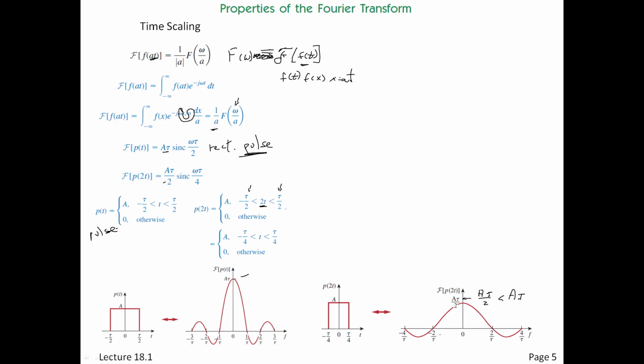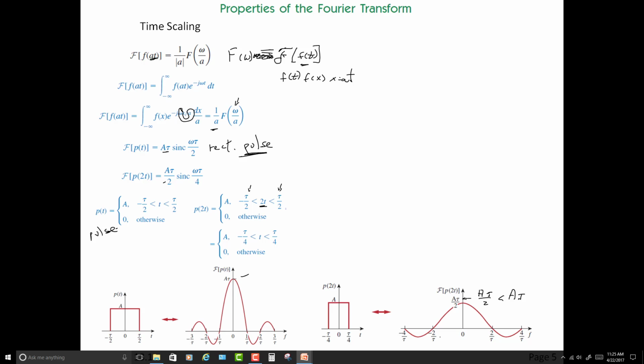So that's smaller. But this has now moved out to what? Where we've got minus 2 over tau. So we've spread this spectrum, even though what have we done here? We've narrowed it. This is narrower.